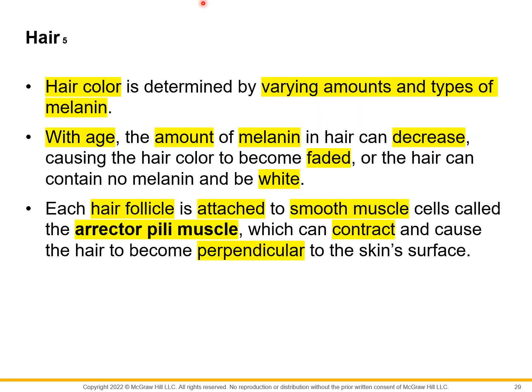This next slide talks about hair color. This is determined by varying amounts and types of melanin. All right, so again, katulad ng skin color natin, ang hair color natin is also determined by melanin. So for us Asians, no, our hair is composed of very large amounts of melanin. So that's why it's very normal for us to have black or brown hair.